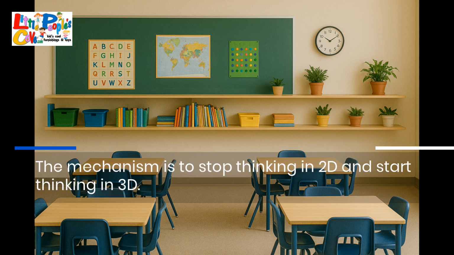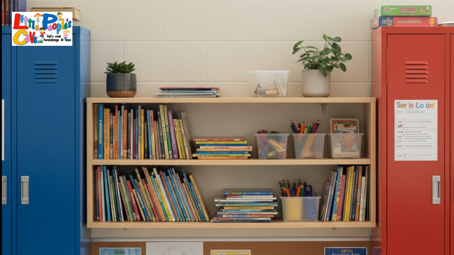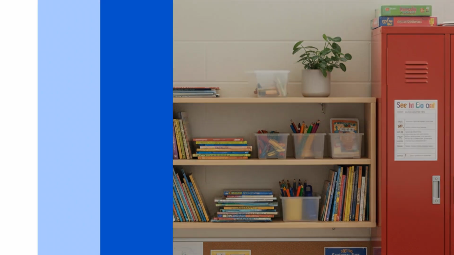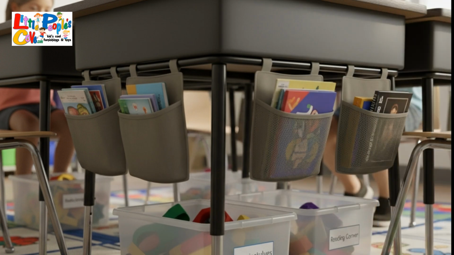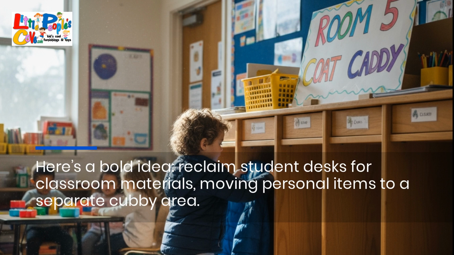The mechanism is to stop thinking in 2D and start thinking in 3D. Your walls are untapped storage real estate. Why does this work? It lifts clutter off the floor. This physically frees up activity space and visually makes the room feel larger. This 3D approach also applies downward. The space underneath tables and chairs is some of the most underused classroom space. Here's a bold idea. Reclaim student desks for classroom materials, moving personal items to a separate cubby area.